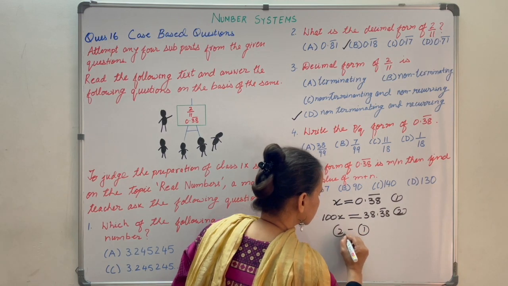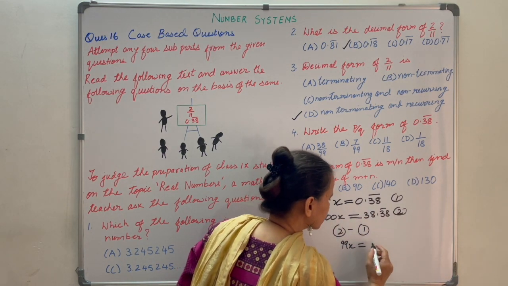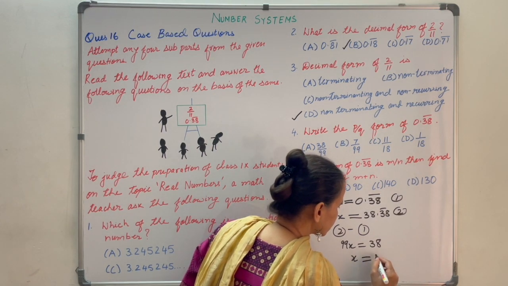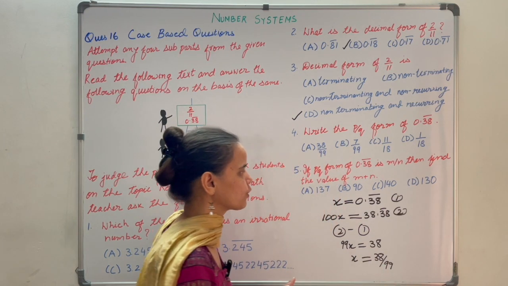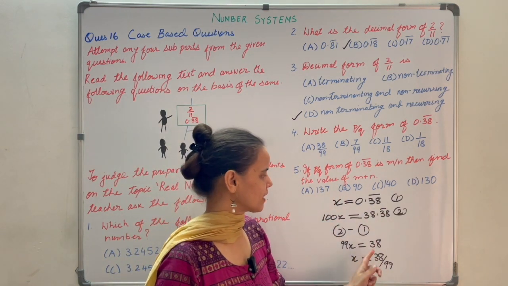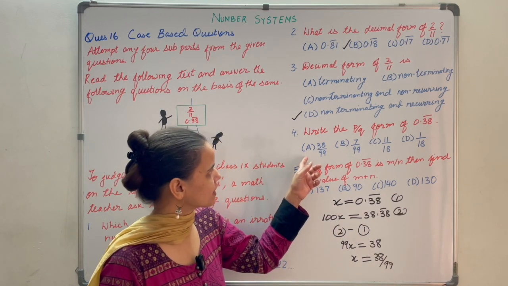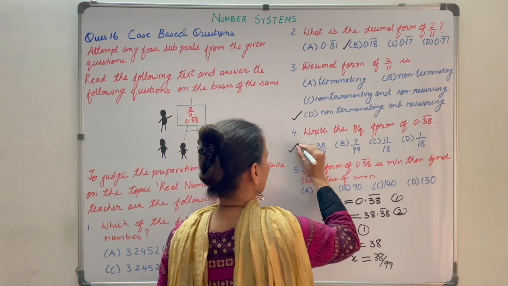So what we will get? Here you will get 99x and here you will get 38. So what is the value you got for x? 38 upon 99. So the P by Q form of 0.38 bar is 38 upon 99. And which is that option here? A option. So you can put a tick mark for A option.